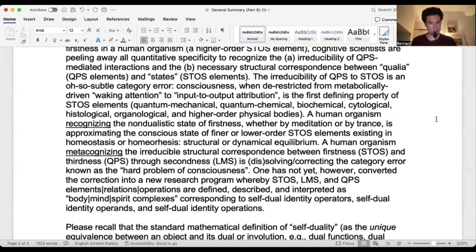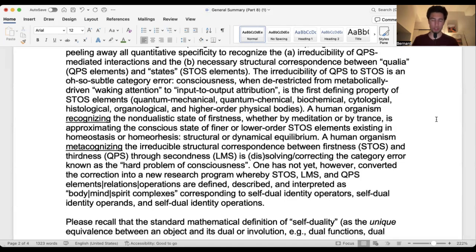Now, a human organism, recognizing the non-dualistic state of firstness, whether by meditation or by trance, is approximating the conscious state of finer or lower order STOS elements existing in homeostasis and homeoresis, which is structural or dynamical equilibrium. Right, again, that's back to a human experiencing content-free consciousness. That is the reason why there's a valence of serenity, because that serenity is none other than the structural and the dynamical equilibrium of an inorganic complex, such as a table, such as a piece of metal, right? That's the consciousness of an advanced first density entity.